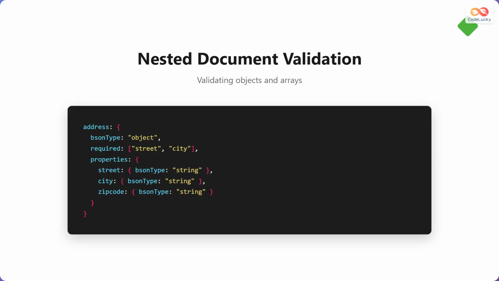MongoDB allows you to validate nested documents, including objects and arrays, within your documents. For example, to validate an address field, specify its bsonType as object. Use the required array to indicate which fields within the address object are mandatory, such as street and city. Then, under properties, define the data type for each field within the address, like street, city, and zip code, all as strings.